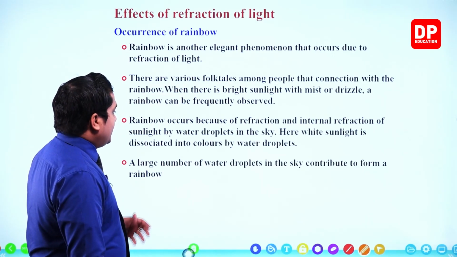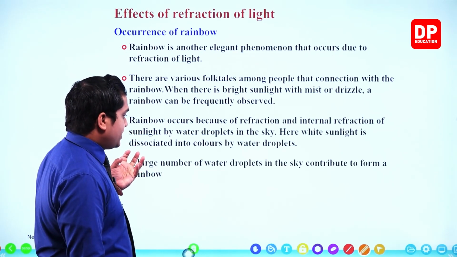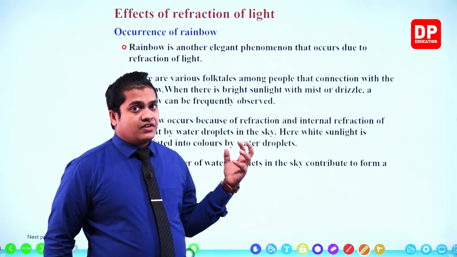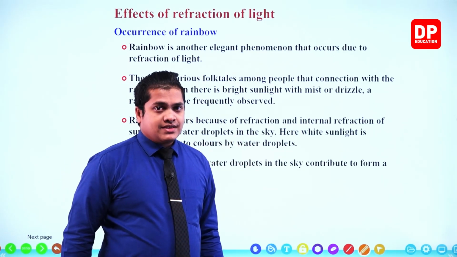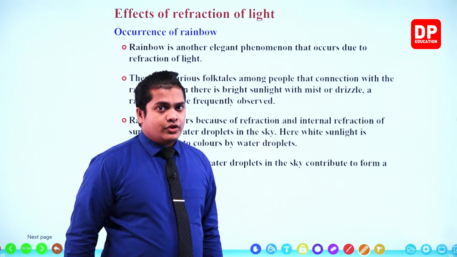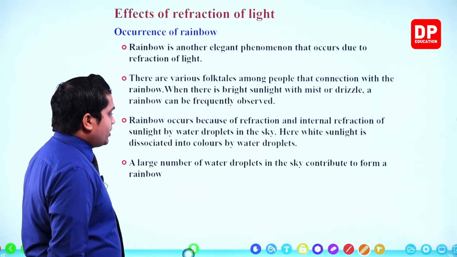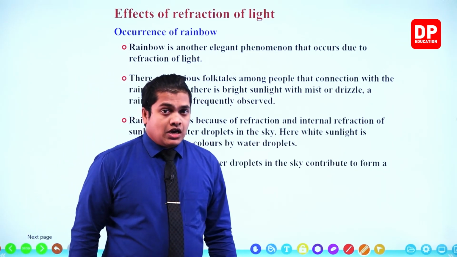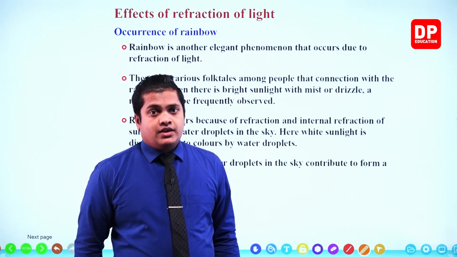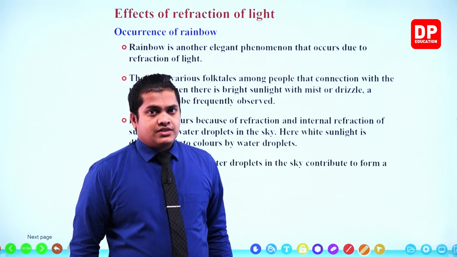So here, my dear children, what will happen? The white light is getting dissociated, or dispersed, into 7 different colors by the water droplets. The same procedure as the prism is going to happen over there also. A large number of water droplets in the sky contribute to form a rainbow. So this is how the rainbow is going to occur.